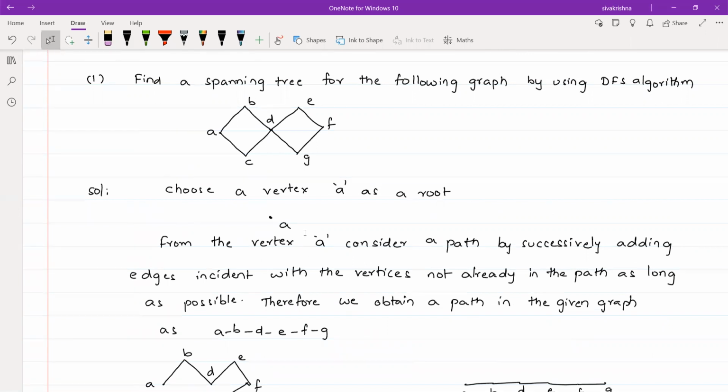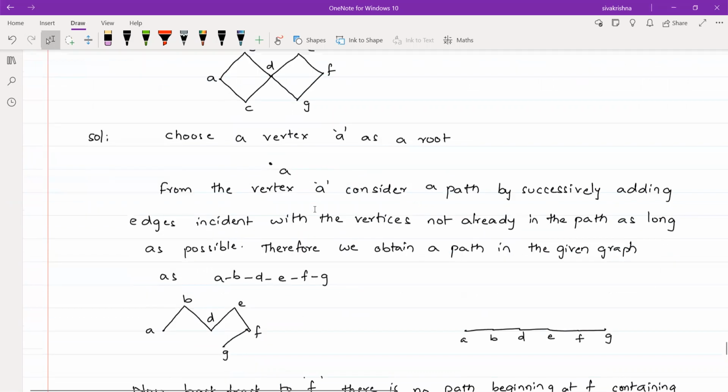Here I started with a, and from a to b, B to D, D to E, E to F, and F to G. I have continued up to G. Starting from A, I have continued the path up to G. And from G onwards, we are having an edge from G to D. Whenever we write an edge from G to D, we get a cycle. So I have stopped that path at G.